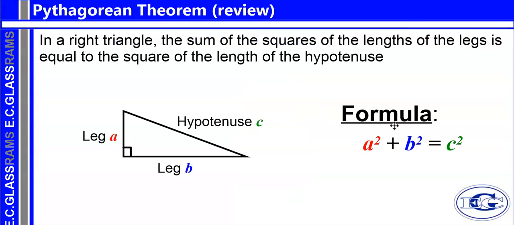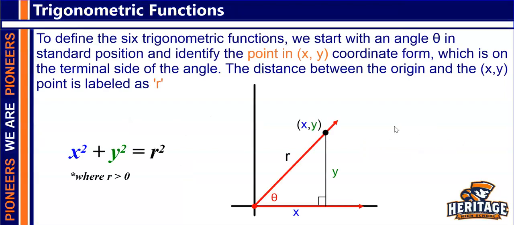Now to get started, we need to quickly review the Pythagorean theorem, which focuses on right triangles. The formula is a squared plus b squared equals c squared, where a and b are the two sides, and hypotenuse is c. With trig functions though, we're not going to use a, b, and c.